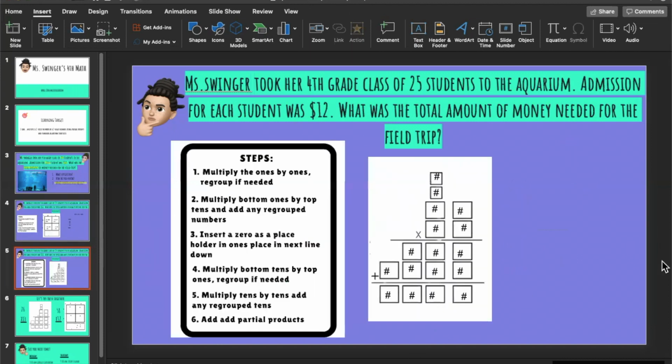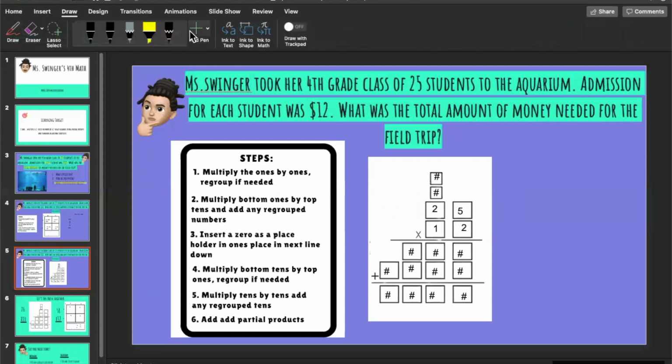Now, we're going to move on and solve the same problem using the standard algorithm, okay? So first, let's put our problem in the box. We have 25 times 12, okay? So first, it says we need to multiply the ones by ones and regroup if needed, okay? So this is the ones place that is here. Let me highlight that for you so that you can see that this side here is the ones place, okay?